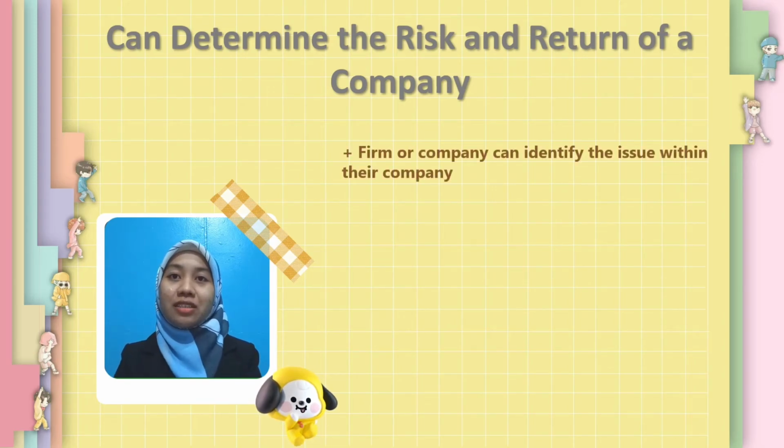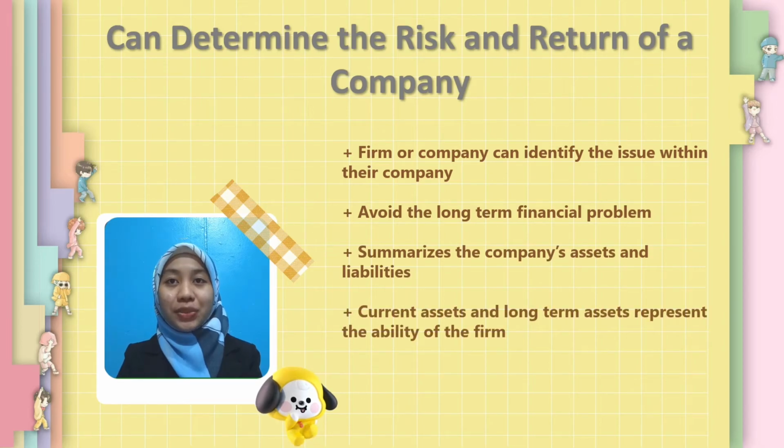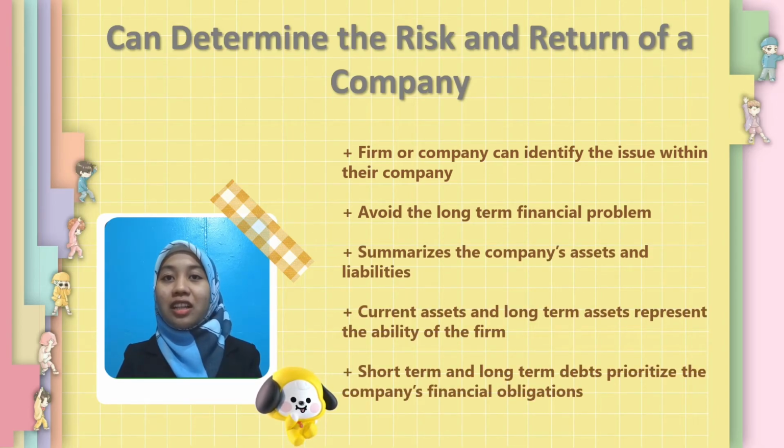By using the balance sheet, firms or companies can identify issues within their company and avoid long-term financial problems. A balance sheet summarizes the company's assets and liabilities in one place. Current assets and long-term assets represent the ability of the firm to earn cash and maintain its operations. Short-term and long-term debts, on the other hand, represent the company's financial obligations. That's why the company's balance sheet should ideally show more assets than liabilities, indicating positive net worth. By this, the company can determine the risk it faces.